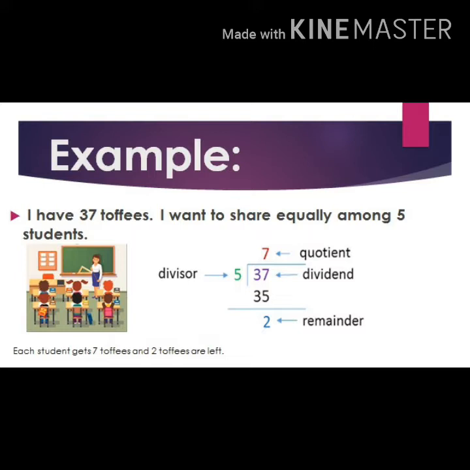I have 37 toffees. I want to share them equally among 5 students. So here I have divided 37 toffees by 5 and I have got 7. It means each student will get 7 toffees. Now the 2 toffees that are left remain with me.